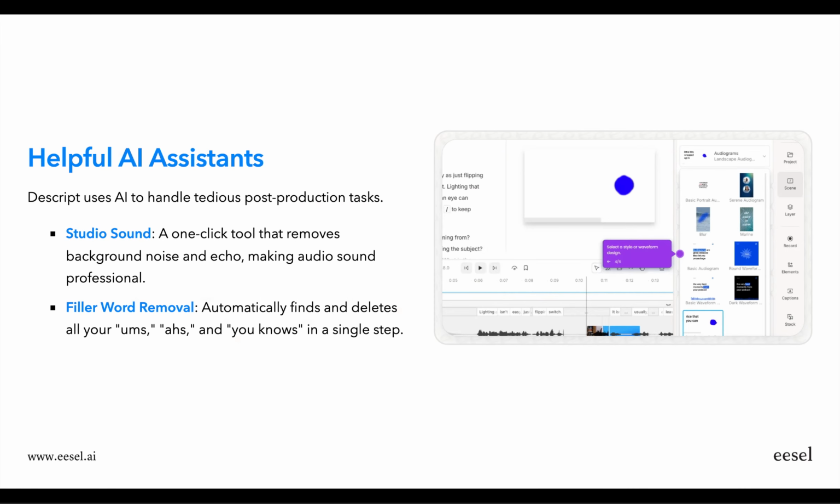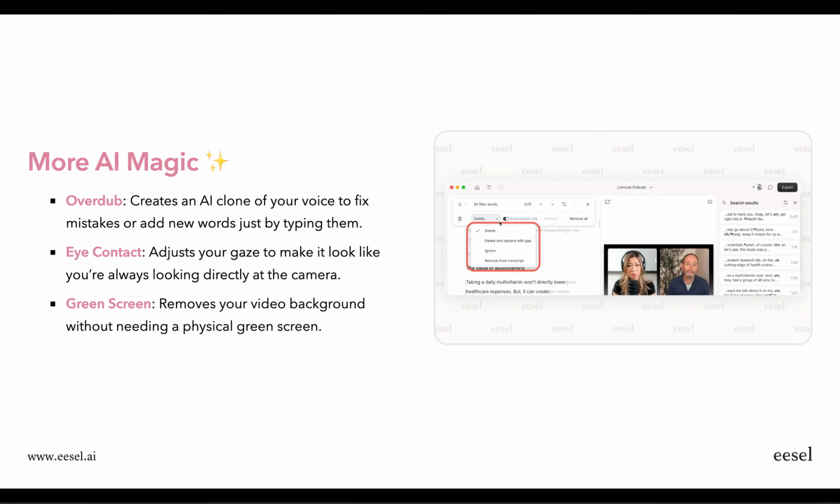Beyond just text editing, Descript is packed with some really helpful AI assistants. For example, Studio Sound can clean up your audio with one click, and the filler word removal tool can instantly get rid of all those ums and ahs. And the AI magic doesn't stop there. You can actually clone your own voice to fix mistakes with Overdub, or even use AI to correct your eye contact so you're always looking at the camera.